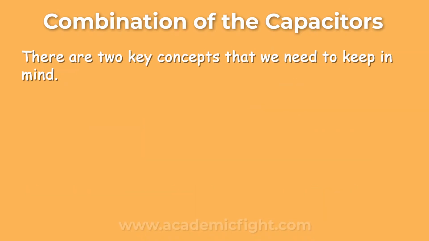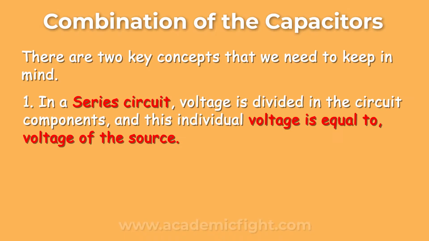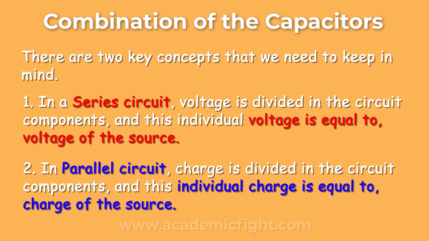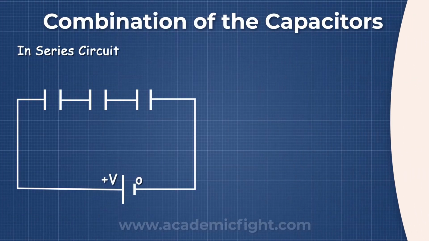Before we begin, there are two key concepts that we need to keep in mind. Number 1. In a series circuit, voltage is divided into the circuit components, and this individual voltage is equal to the voltage of the source. Number 2. In a parallel circuit, the charge is divided into the circuit components, and this individual charge is equal to the charge of the source. Let's now dive into our main concept.